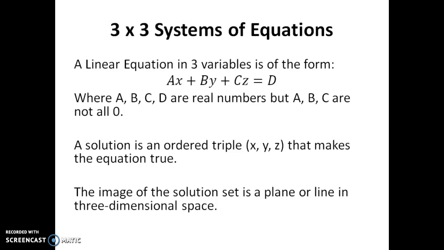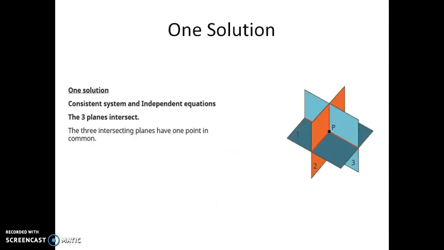So a solution to a linear equation with 3 variables is what we call an ordered triple that has x, y, and z. Any ordered triple x, y, z that makes that one equation true is considered a solution. Now we're going to be looking at solving a system of 3 equations with 3 variables. So we're talking about taking 3 planes and intersecting them. We're looking for that intersection point.